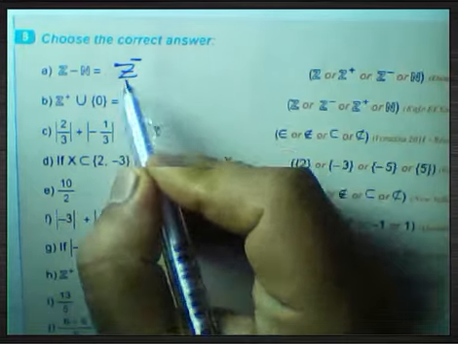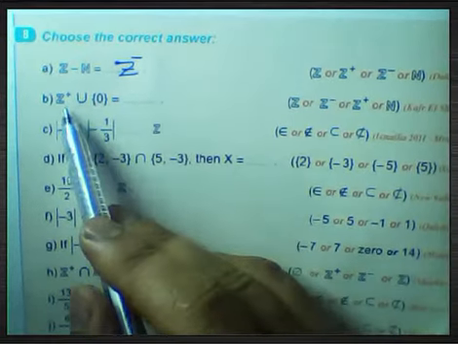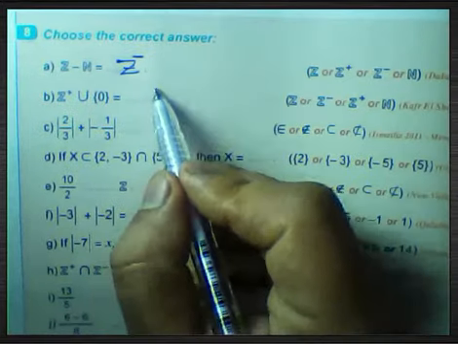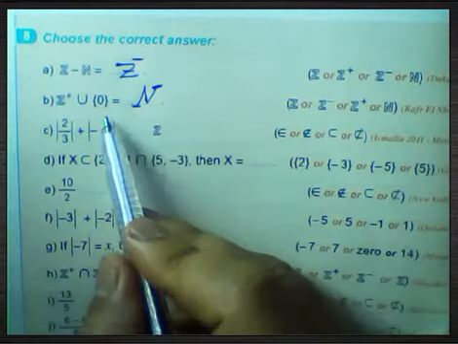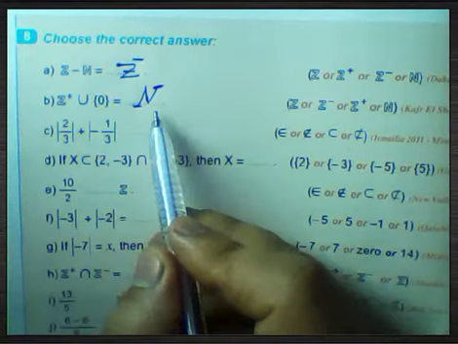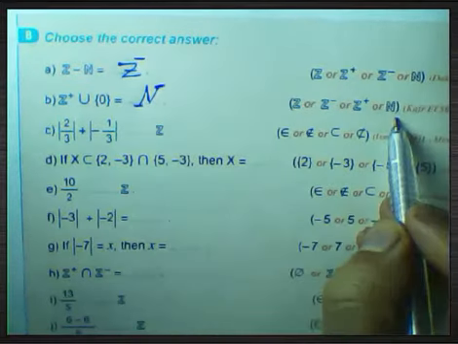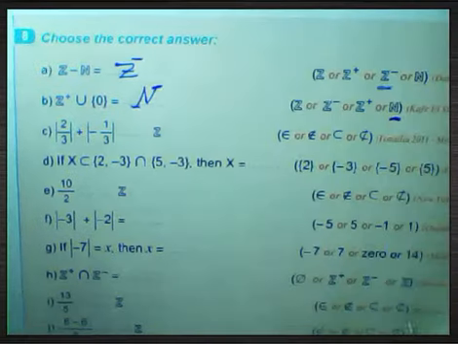Okay, because Z negative union natural number, the result will be Z. Z positive union set of 0 equal what? Equal natural number, because set of 0 is a subset of natural number and Z positive is a subset of natural number, so we can choose the result here. Don't forget to choose the result.